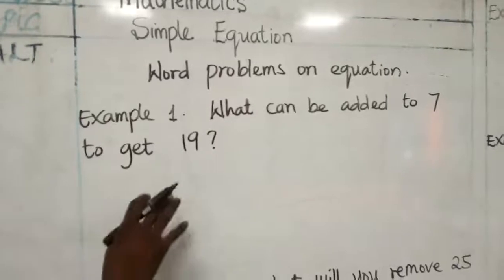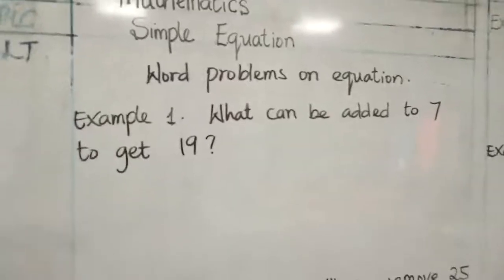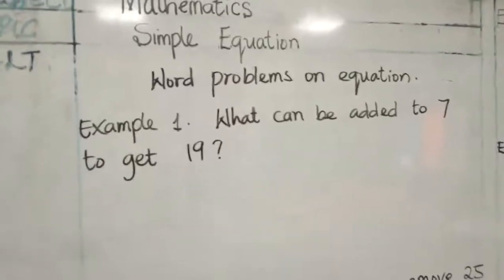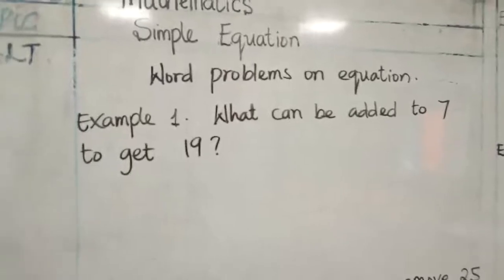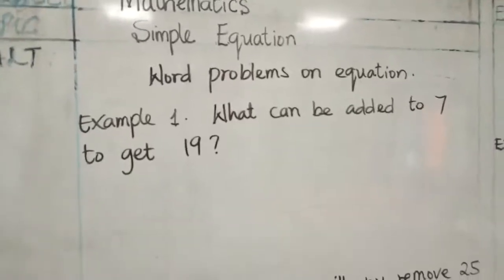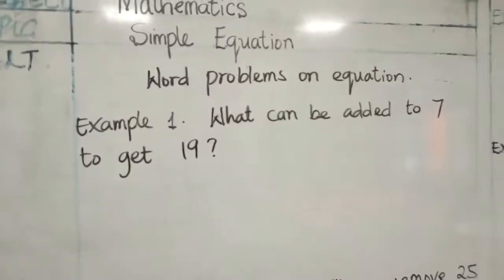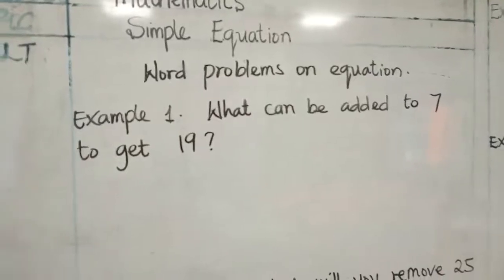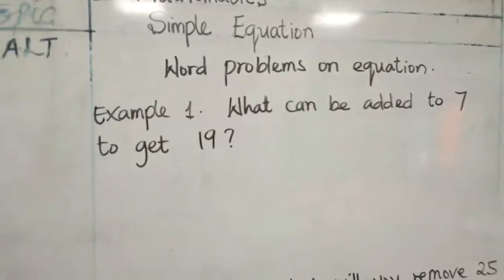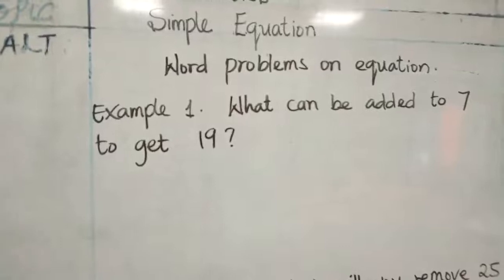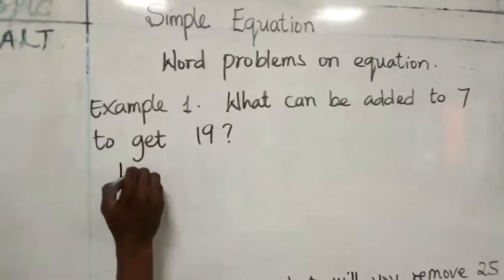First, we need to understand what the question is all about, and you need to follow it word by word. What can be added to 7 to get 19? Now, what can be added is a number that you don't know. So for that reason, we say let the number be x.